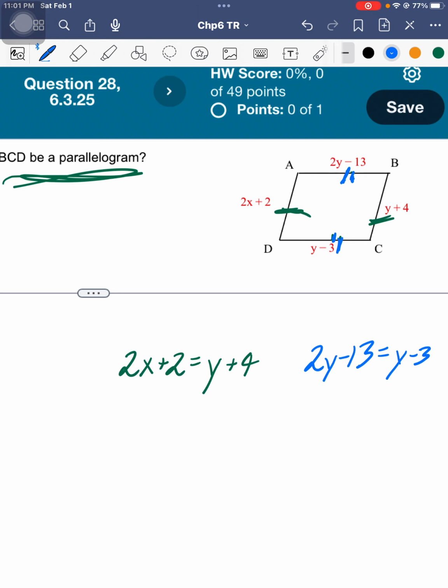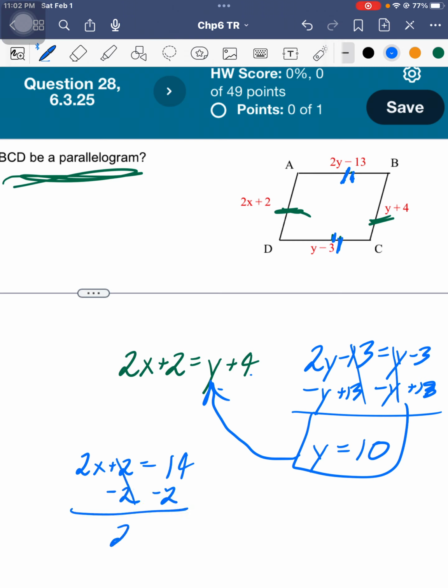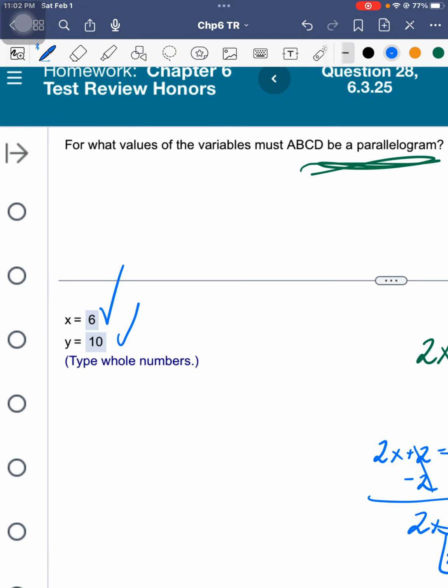Let's solve this one because it has only y's. This one has an x and a y, so why would I make my life complicated? So minus y, plus 13, plus 13. Y equals 10. And now that I know y equals 10, I can find x by plugging this right into here, substitution. So 2x plus 2 equals, what is 10 plus 4? 14, minus 2. 2x equals 12. So x is equal to 6. So my y is 10 and my x is 6. Perfect. Cool.